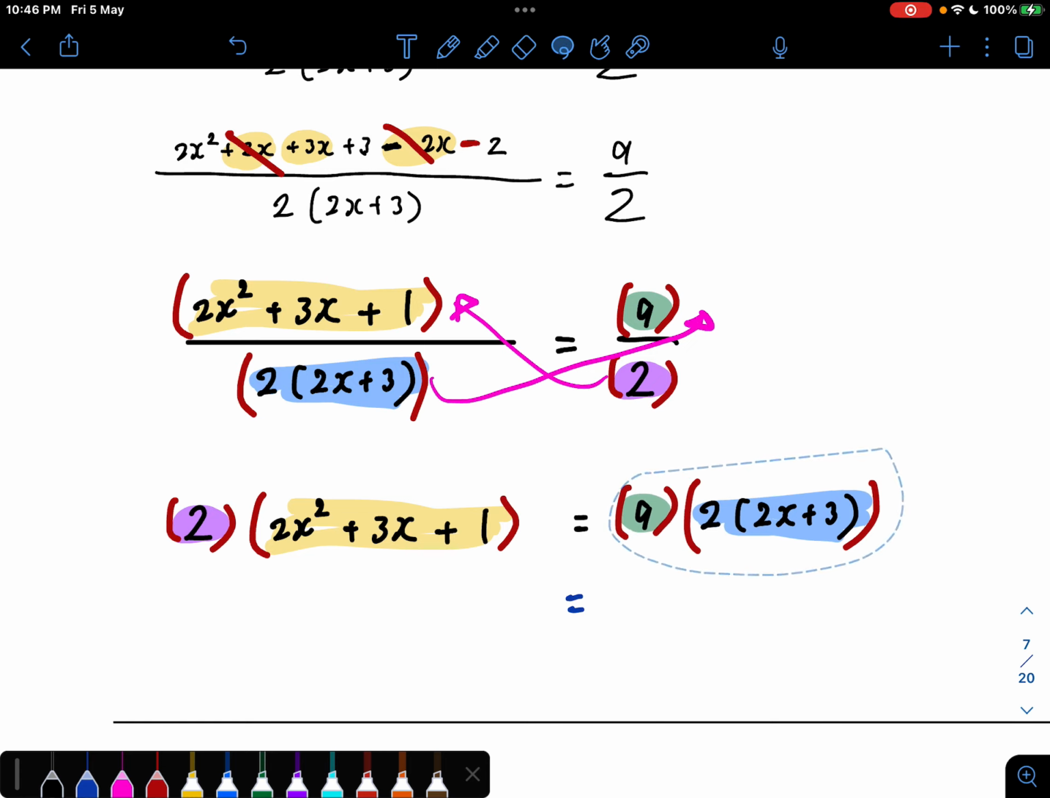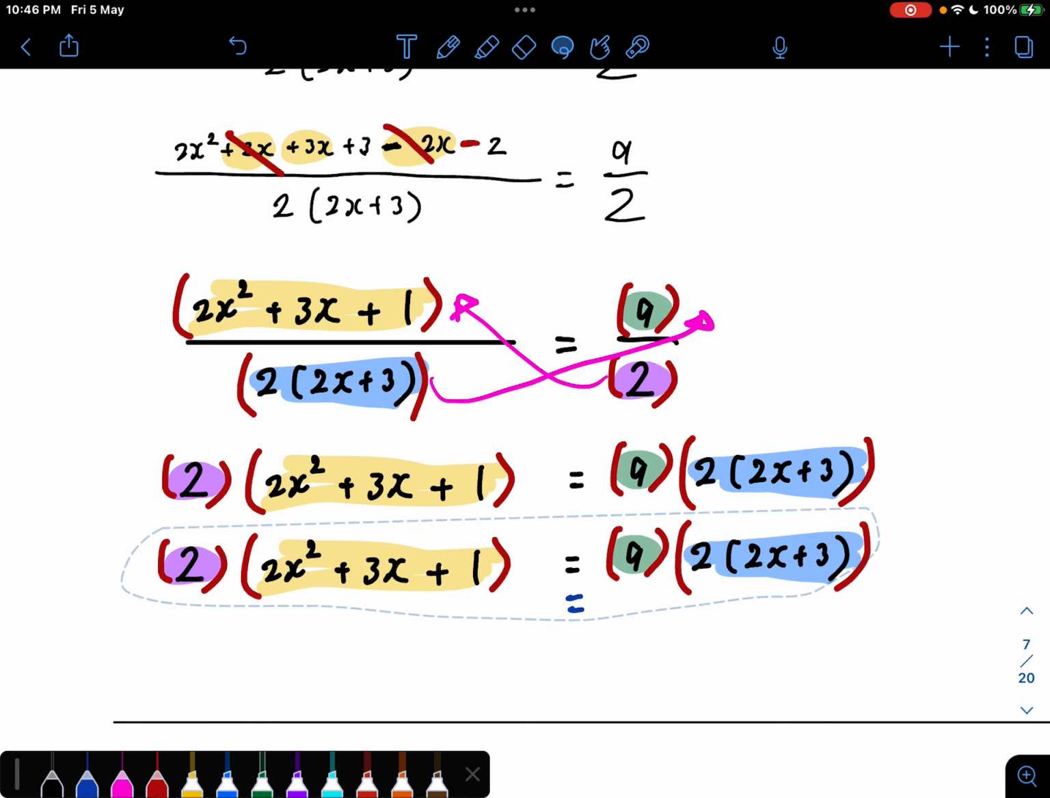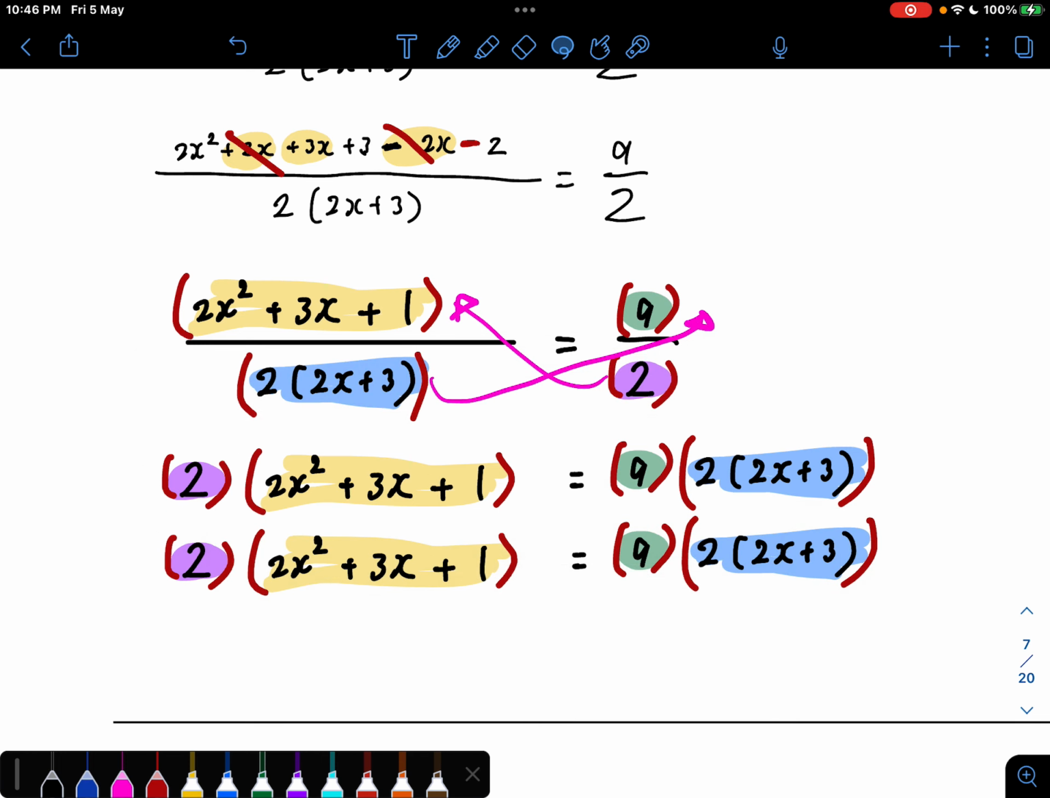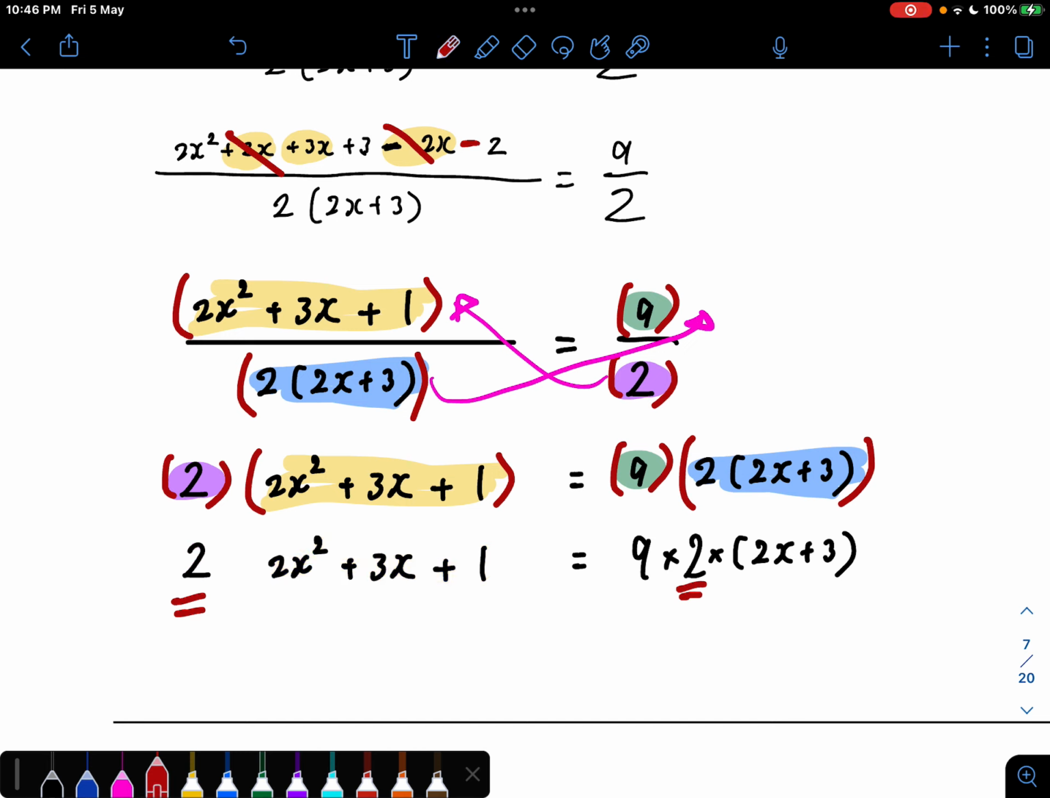9 times 2 times 2x plus 3, right, essentially. So this can essentially be rewritten as 9 times 2 times 2x plus 3 in brackets. Oh, there's a common factor of 2 on the left and on the right. Let me just erase the highlighting. I need the bracket, so the 2 on both sides. I can just cancel them off. Yes, exactly. Good. Cancel away those 2's.